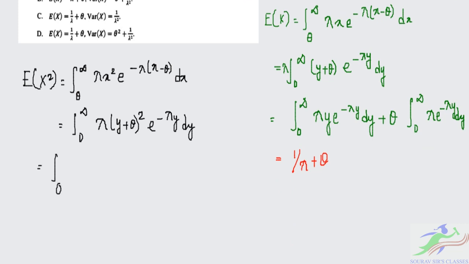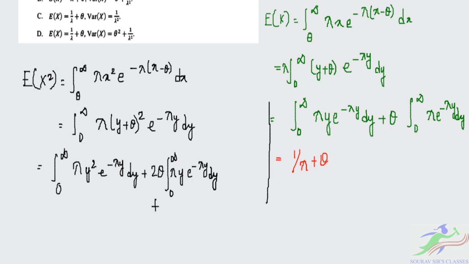So here we have the integral from 0 to infinity of lambda y square e to the power minus lambda y dy, plus 2 theta, again the integral from 0 to infinity of y lambda, obviously e to the power minus lambda y dy, plus we have this theta square, then the integral from 0 to infinity of lambda e to the power minus lambda y dy. Now if you simplify this, it will come out as 2 by lambda square plus 2 theta by lambda plus theta square. Okay, this is our E of x square.